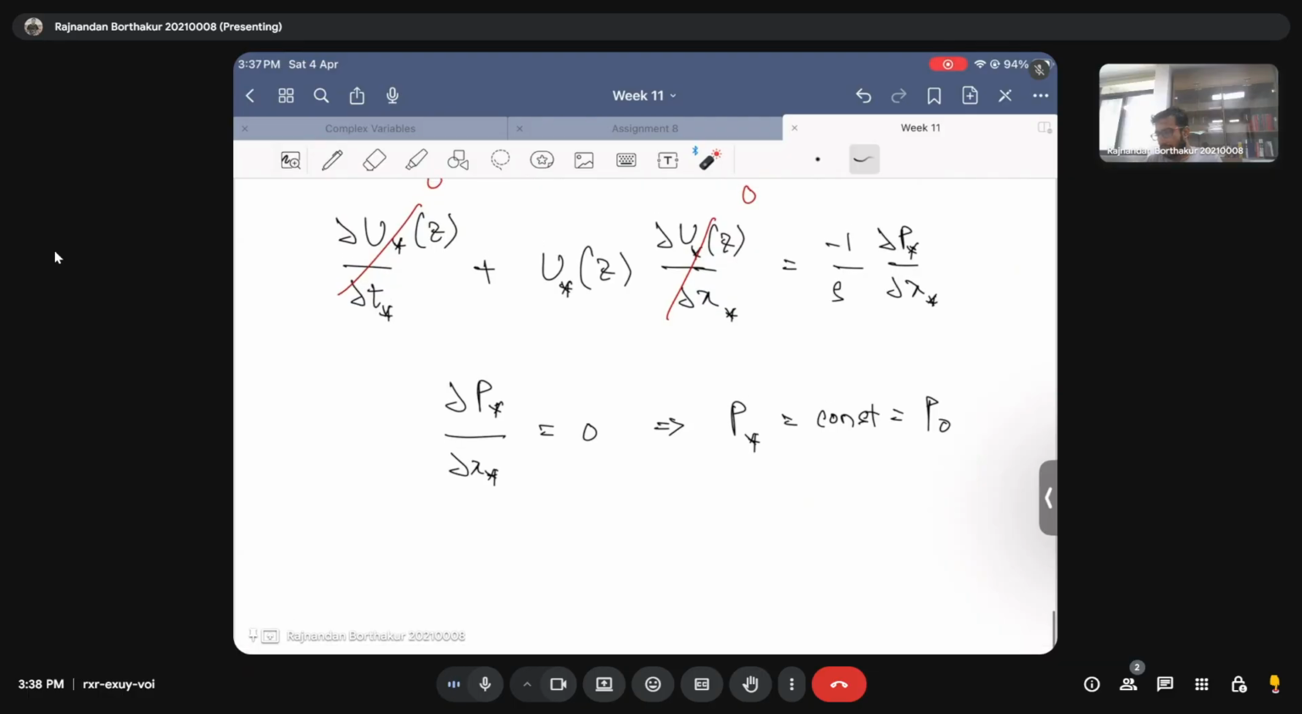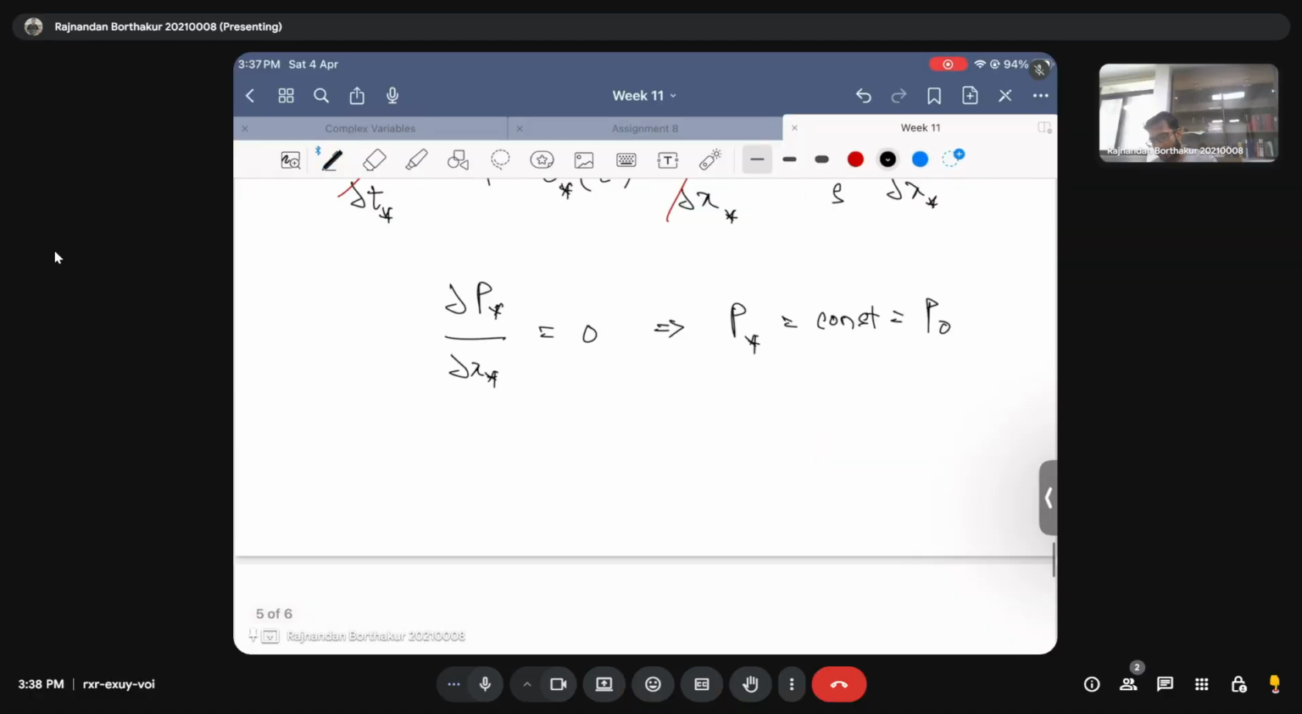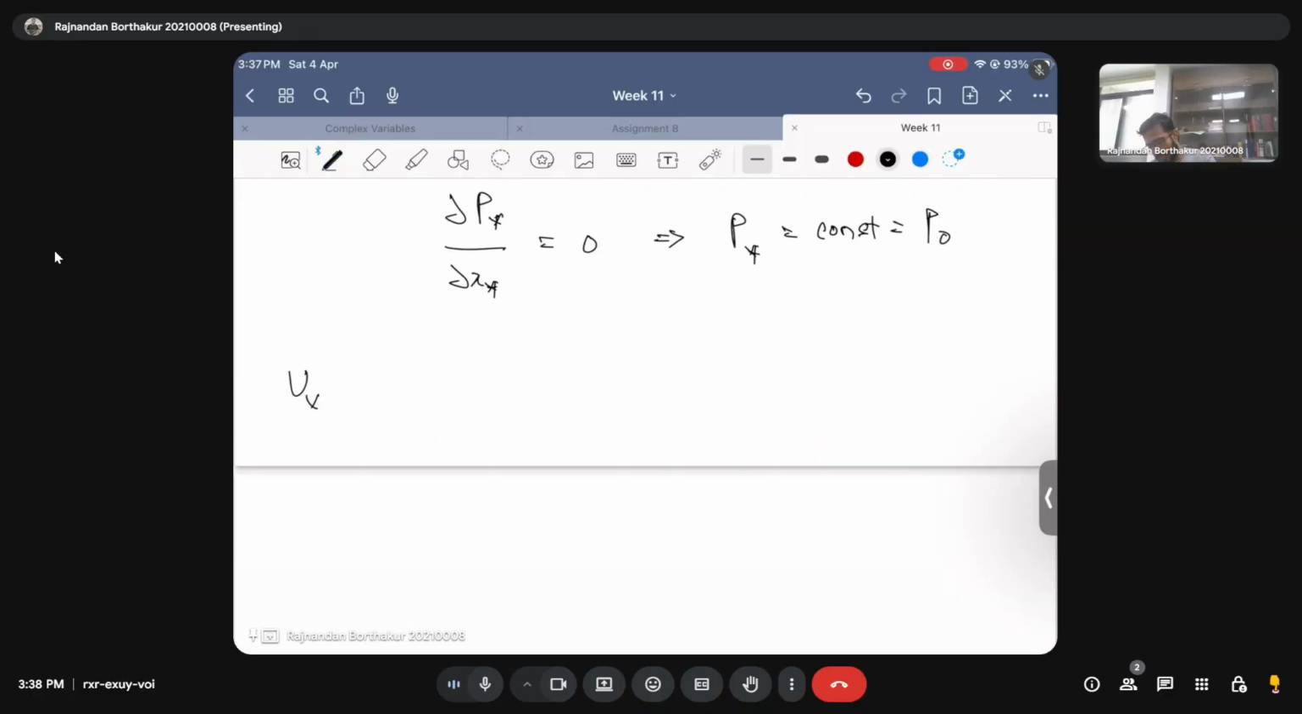Okay, so that's it. So what does it mean? This then means that my base variable, that is U star of z, and my base pressure P star, which is just a constant, trivially satisfy the governing equations.